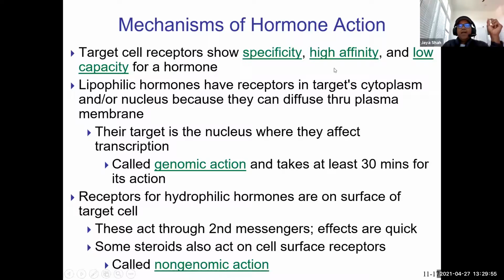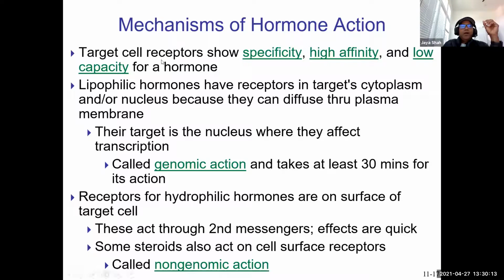They have high affinity. Each hormone has strong attraction to that particular receptor. Low capacity for hormone. Even a lower concentration of hormone can bind with available receptor.